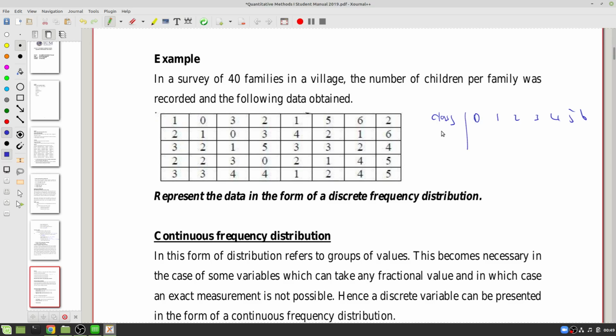And then we could say how many families. So our frequency is how many families have each number of children. So how many families have 0 children? It's 1, 2, 3 families have 0 children. For 1 child, 1, 2, 3, 4, 5, 6, 7. 7 families have 1 child, etc. And then you just count them, the same as we did in lesson 1. Okay.